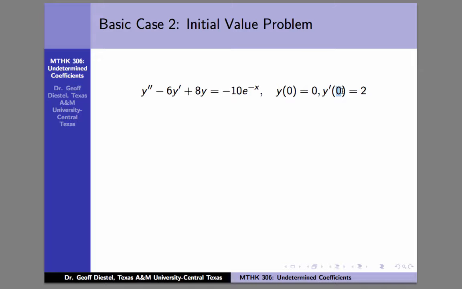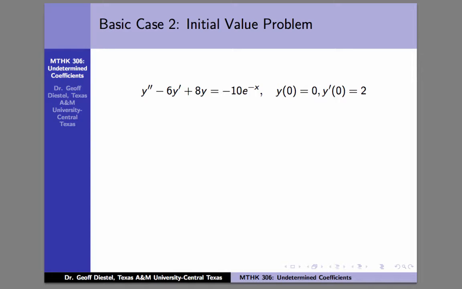When you're given conditions like y of 5 equals something, those are typically called boundary conditions, because maybe the context of your problem is that this function y has a domain of some interval, say 2 to 5. So you may have a condition at 2 and a condition at 5. But this is what we call an initial value problem.